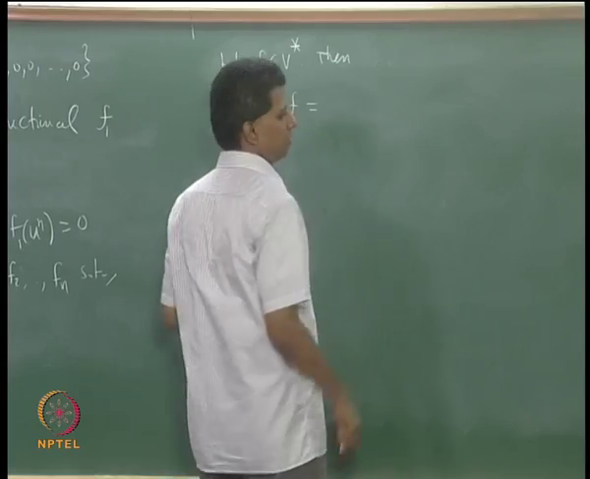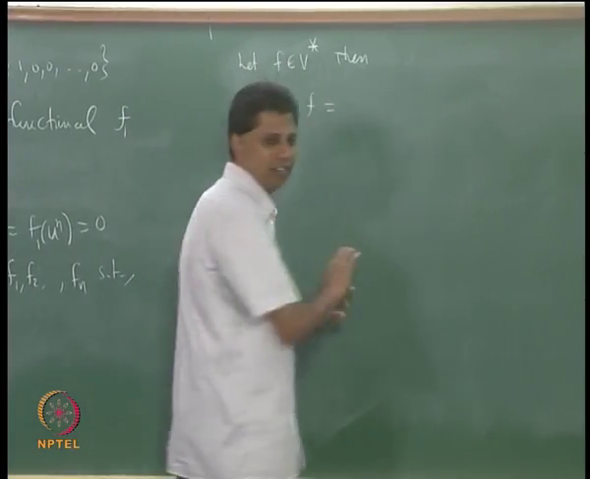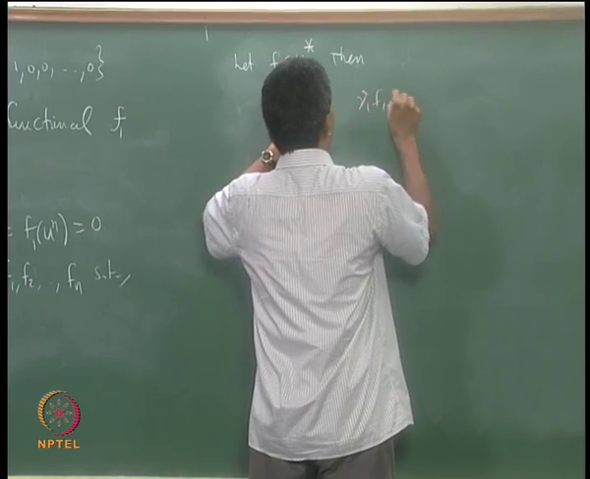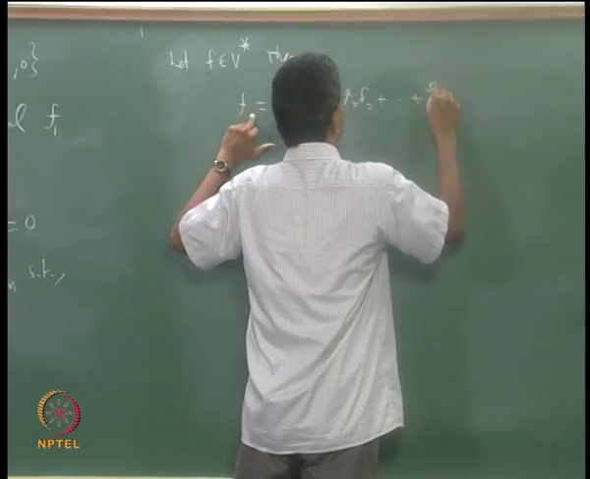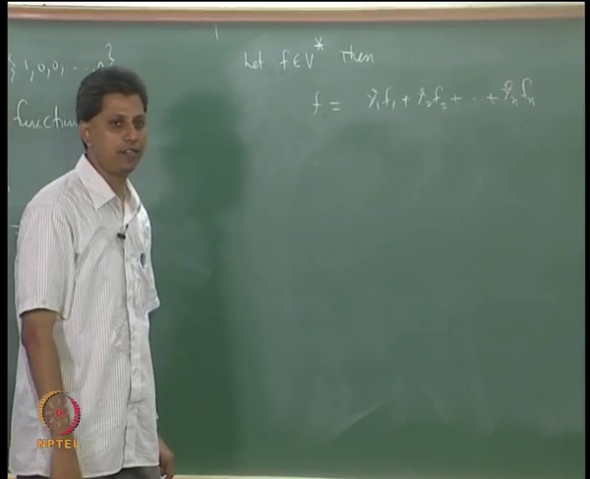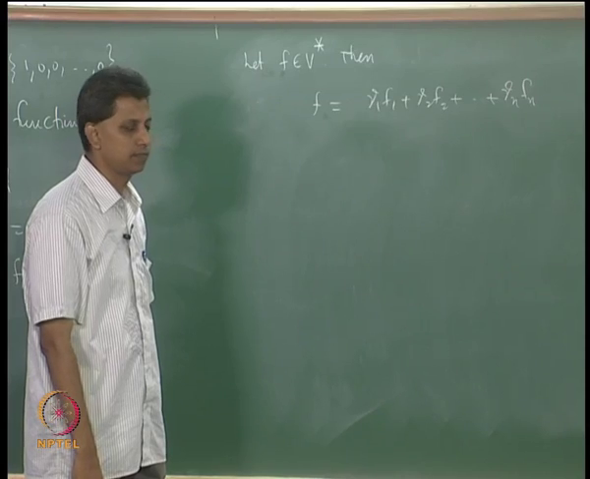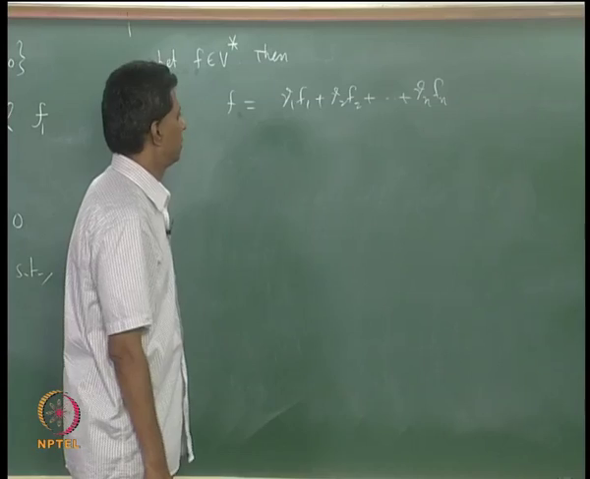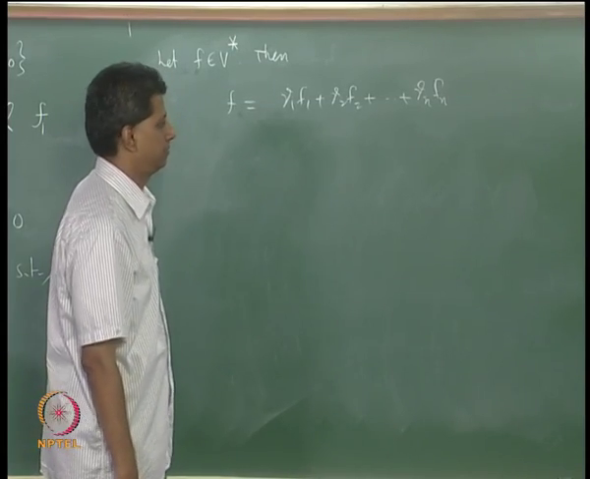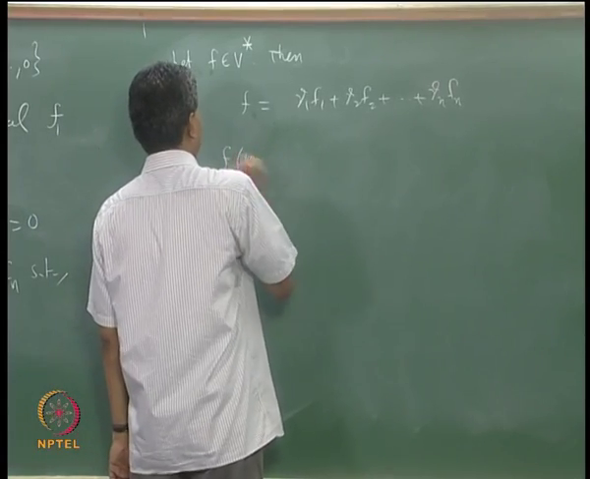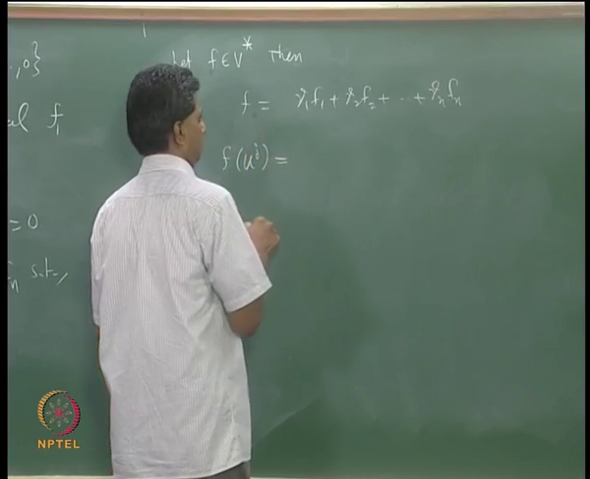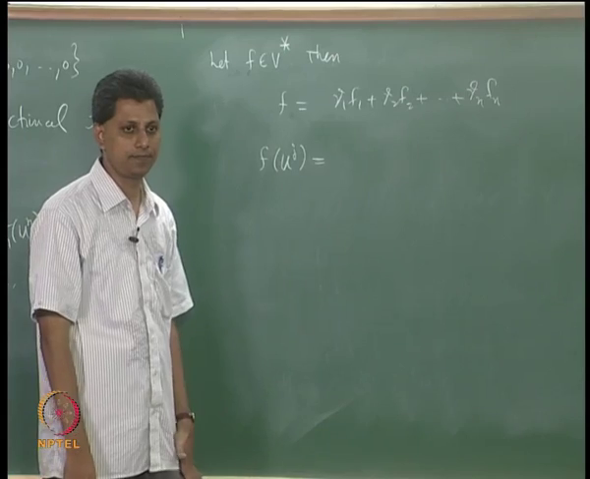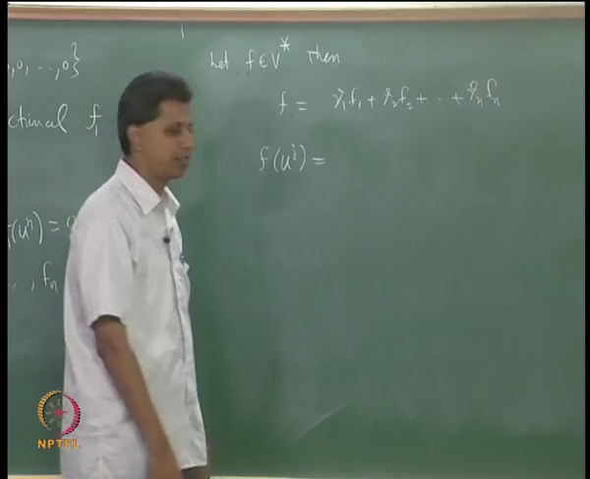We know that f can be written as a linear combination of the dual basis vectors. I have not yet defined dual basis vectors. f is equal to, let us say, gamma 1 f1 plus gamma 2 f2 etc. gamma n fn. This is because f1 etc. fn, these functionals form a basis for V star. Okay, what is f of uj? f of uj is gamma j, isn't it?